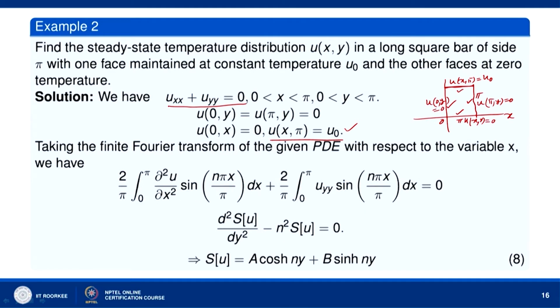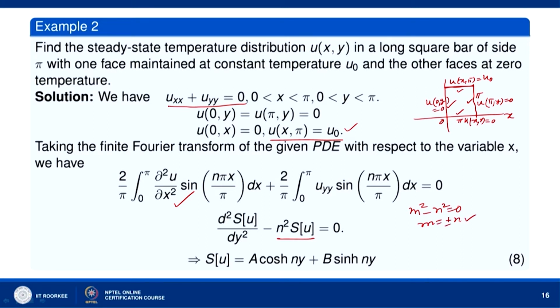So, we get minus n square S of u corresponding to this term, and here the second order derivative with respect to y can be written outside the integral because x and y are independent variables, and then we have d square S of u over dy square, because as I said we are treating y as t. So, d square over dy square of S of u minus n square S of u equal to 0, and this equation is an ordinary differential equation of second order with constant coefficients. So, the auxiliary equation is m square minus n square equal to 0.